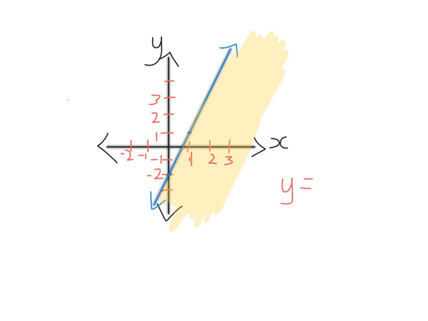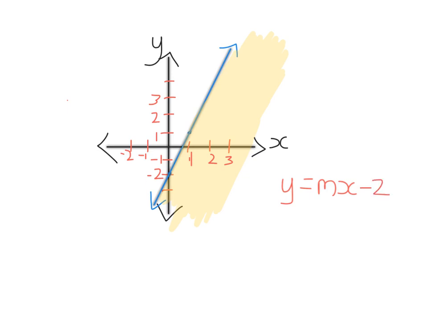You know that the equation of any line can be written as y equals mx plus b, where m is the gradient and b is the y-intercept. Well, here the y-intercept is clearly minus 2. So I'm just going to rub out b and replace it with minus 2.